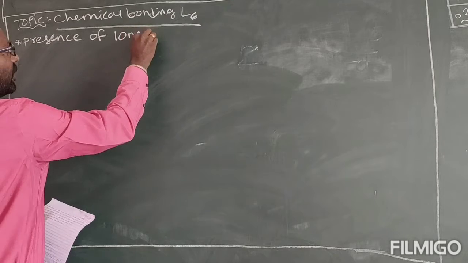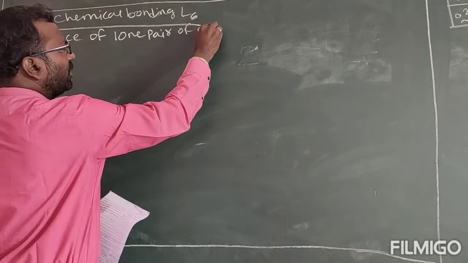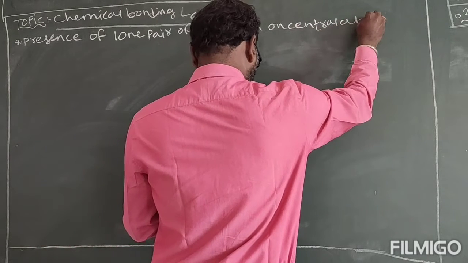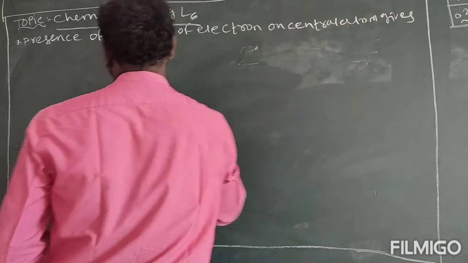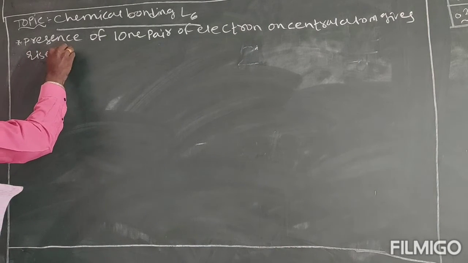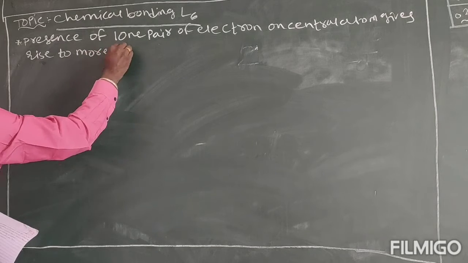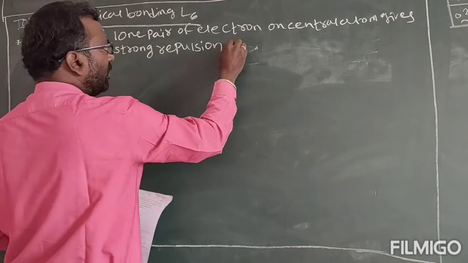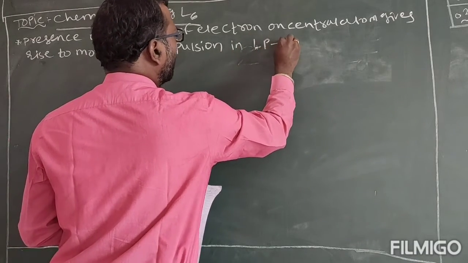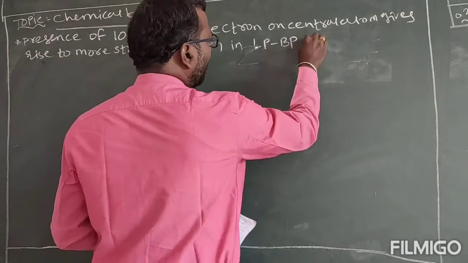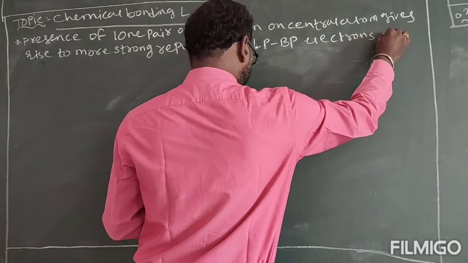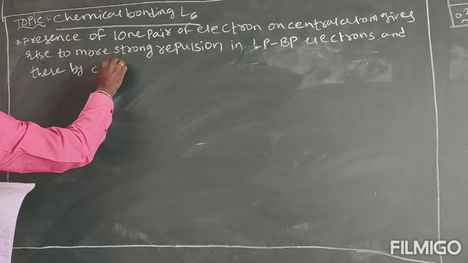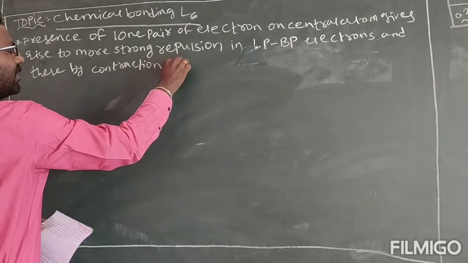Presence of a lone pair of electrons on the central atom gives rise to stronger repulsion between lone pair and bond pair electrons, and thereby contraction in bond angles.